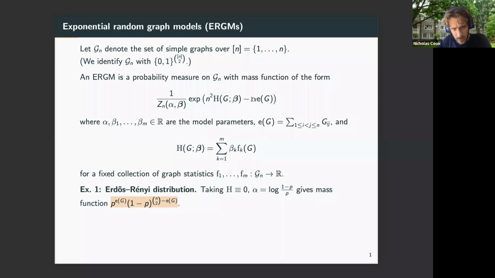Okay, so for any fixed graph, it gets this probability that depends only on the number of edges. So this parameter alpha will determine the sort of sparsity of the graphs. I've put a negative sign here, which means that if alpha is large and positive, then the measure sort of favors graphs that are relatively sparse.